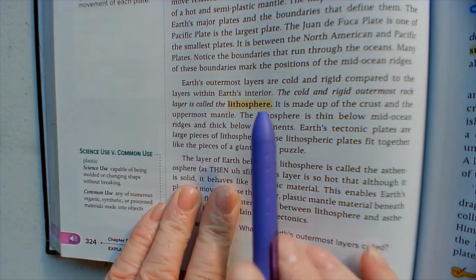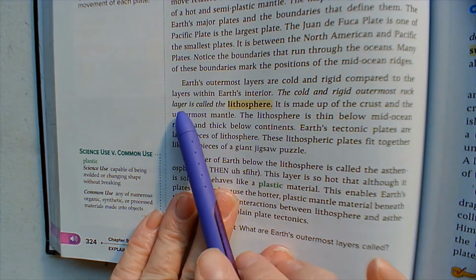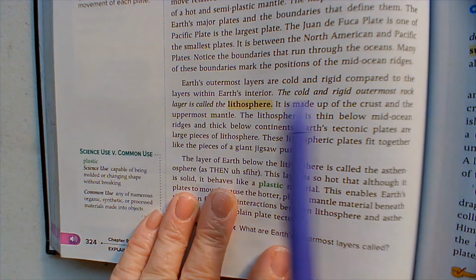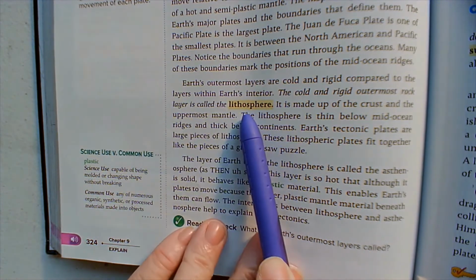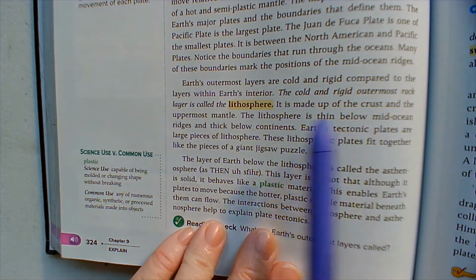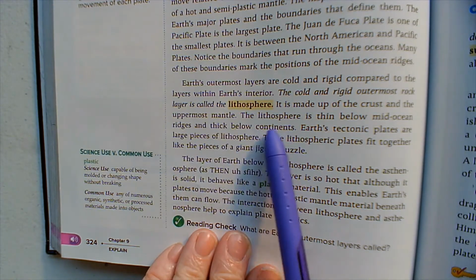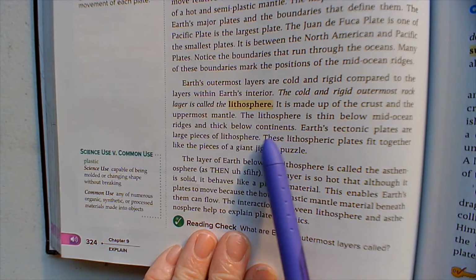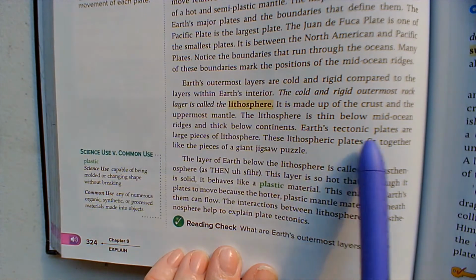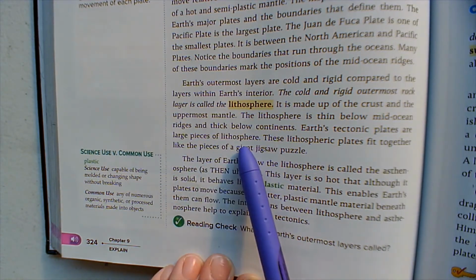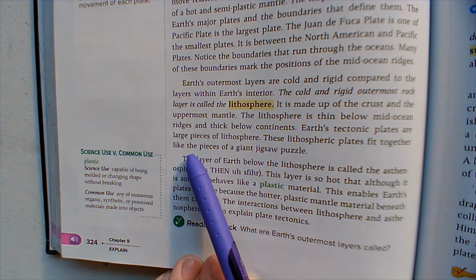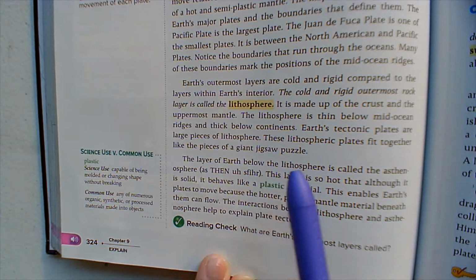So Earth's outermost layers are cold and rigid compared to the layers within Earth's interior. The cold and rigid outermost rock layer is called the lithosphere. It is made up of the crust and the uppermost mantle. The lithosphere is thin below mid-ocean ridges and thick below continents. Earth's tectonic plates are large pieces of lithosphere. These lithospheric plates fit together like the pieces of a giant jigsaw puzzle.